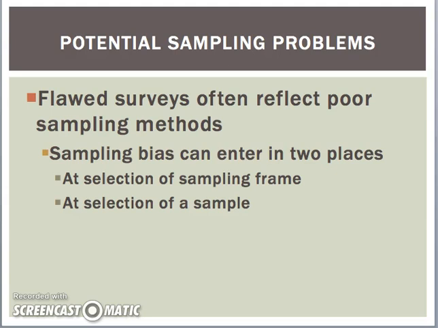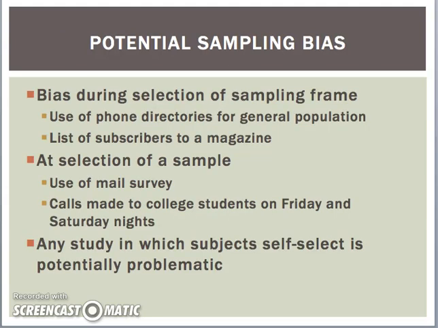So one of the potential problems with sampling is that flawed surveys often reflect poor sampling methods. So sampling bias can come in two places. It can happen at the level of the sampling frame, the technique, the list that you choose to pull people out of, and the way in which you select your sample. There can be bias during the sampling frame because you're using phone directories for the general population that doesn't actually include everyone. Maybe you're using subscribers to a magazine, but the magazine is a particular type, and that might introduce a type of bias.